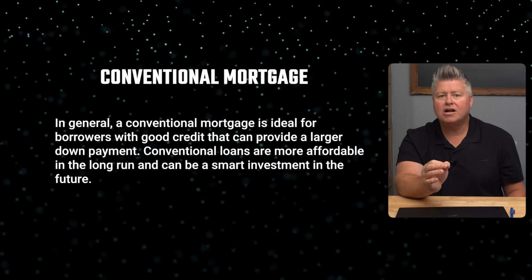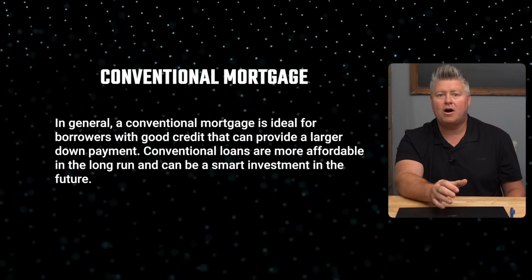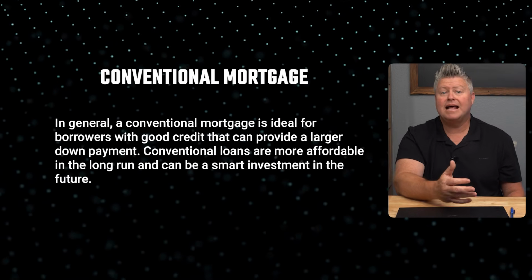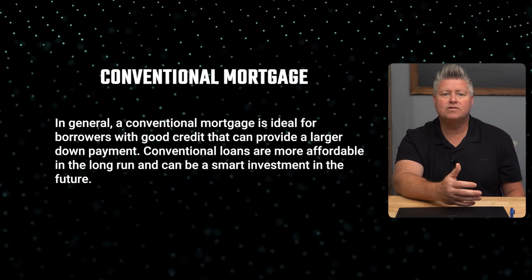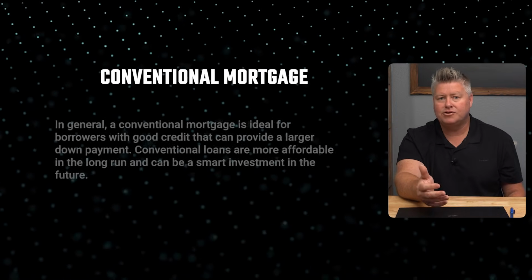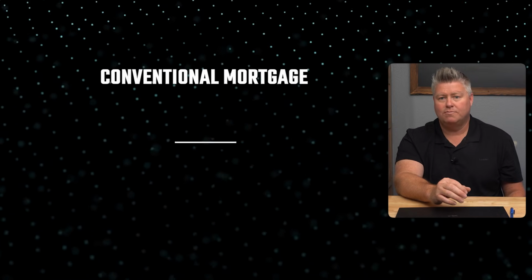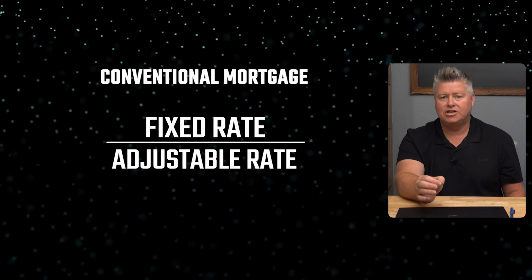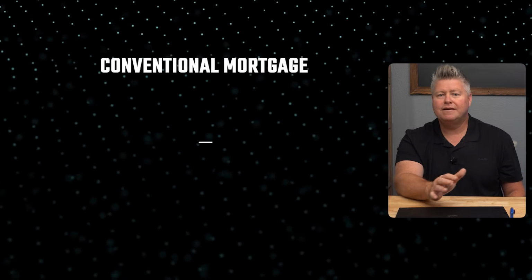So in general, a conventional mortgage is ideal for borrowers with good credit that can provide a larger down payment. Conventional loans are more affordable in the long run and can be a smart investment in the future. There are two types of conventional mortgages. These are fixed rate and adjustable rate. So some differences between the two.